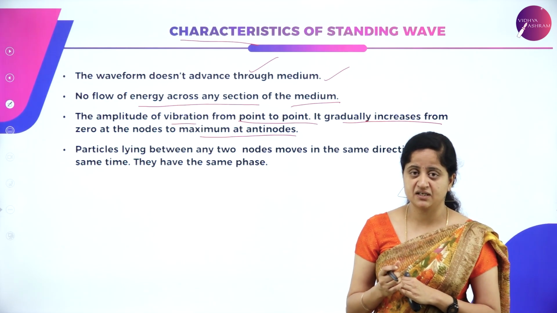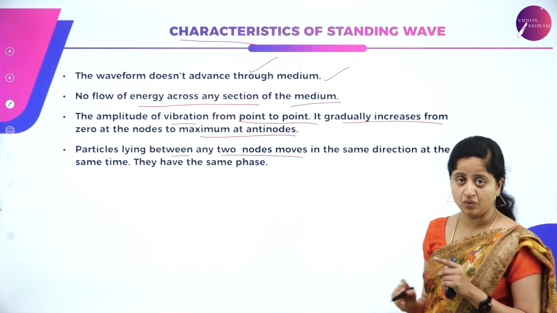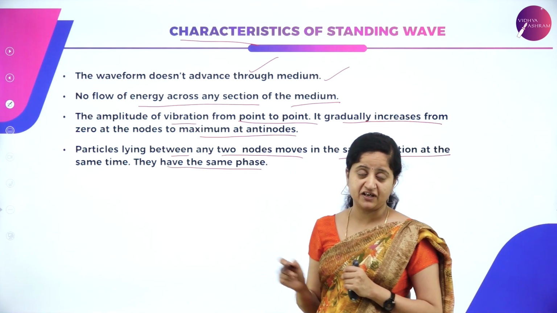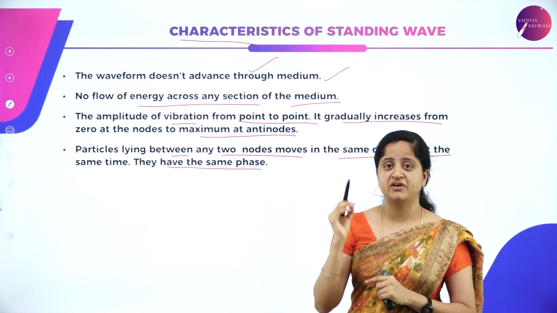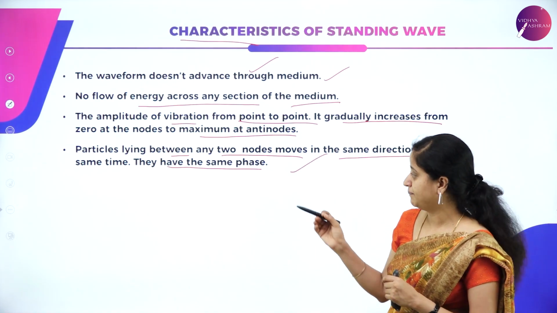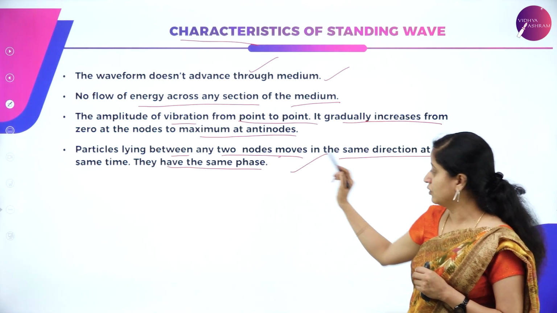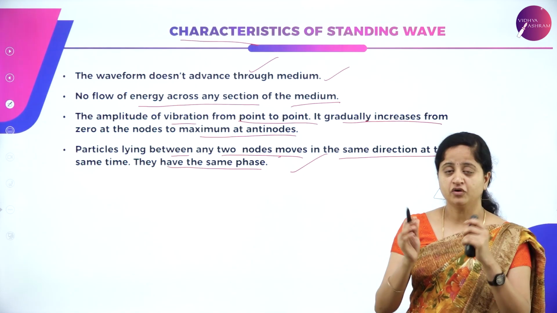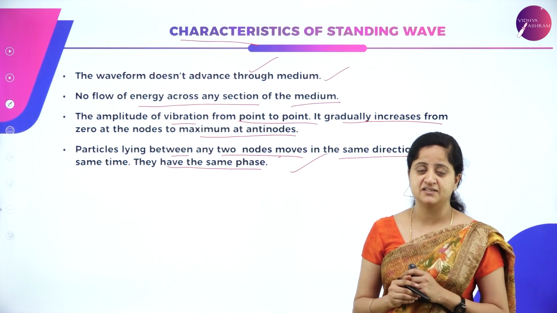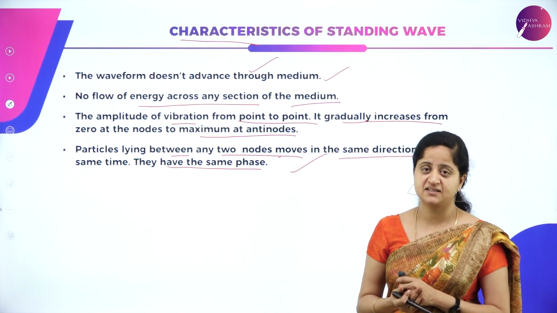That is what we have learned till now in the study of stationary waves. And particles lying between any two nodes move in the same direction at the same time. So they have the same phase. No particle in a progressive wave has the same phase, but in stationary or standing waves, the particles may have the same phase because the particles lying between two nodes move in the same direction. Not only in the same direction, but also at the same time, and hence they can have the same phase. So these are the characteristics and also the differences between progressive and stationary waves.